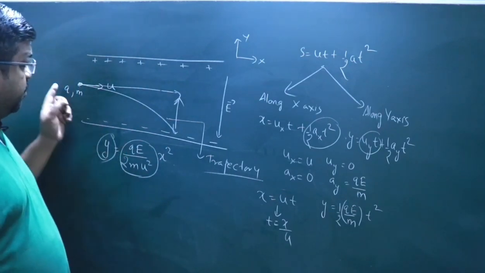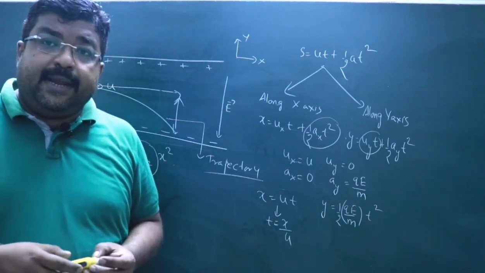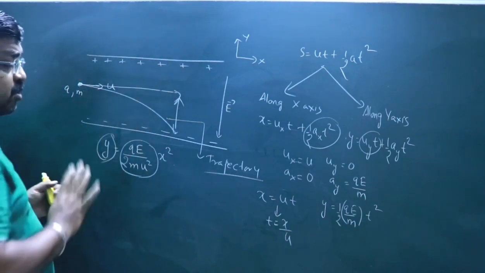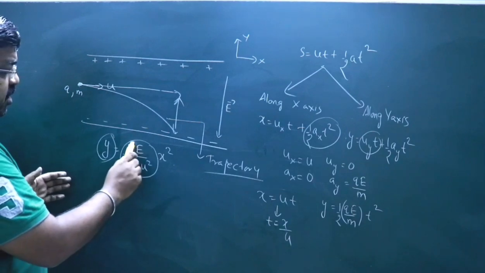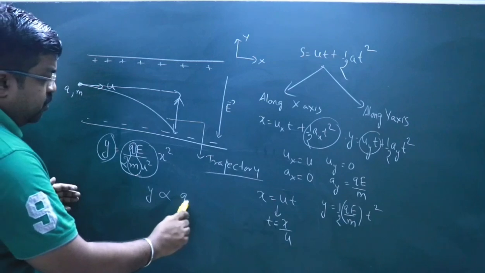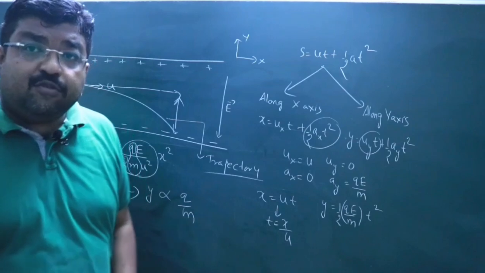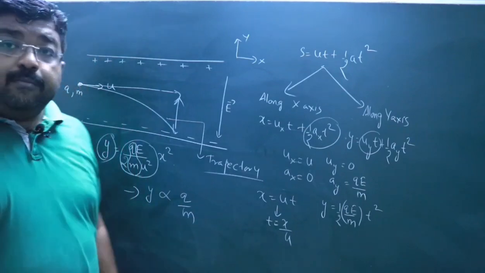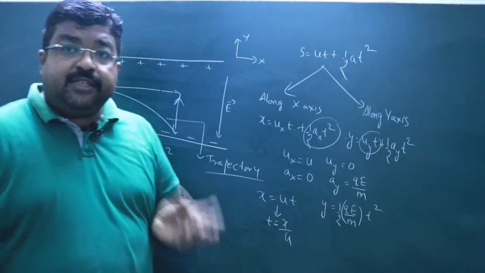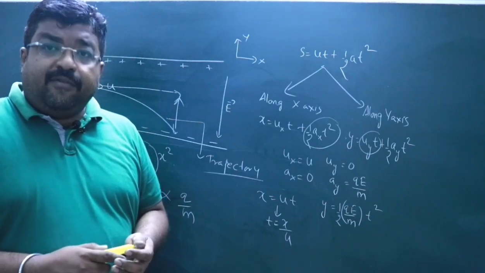Now if many different types of charged particles are projected, having different values of q and m, the electric field is constant. So y is proportional to the q by m ratio. The particle having the greater value of charge to mass ratio will undergo maximum deviation. So the charge to mass ratio decides the deviation of a particle in a uniform electric field.